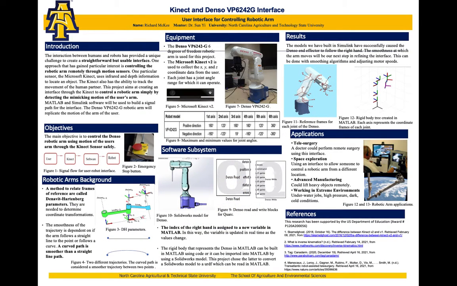A problem arises when you consider that there are two configuration spaces, one for the Kinect and one for the Denso robotic arm. In order for this interface to work properly, the relationship between a change in position of the user's arm detected by the Kinect and the motion of the robotic arm must be established. Code is written in MATLAB to make the configuration spaces compatible.